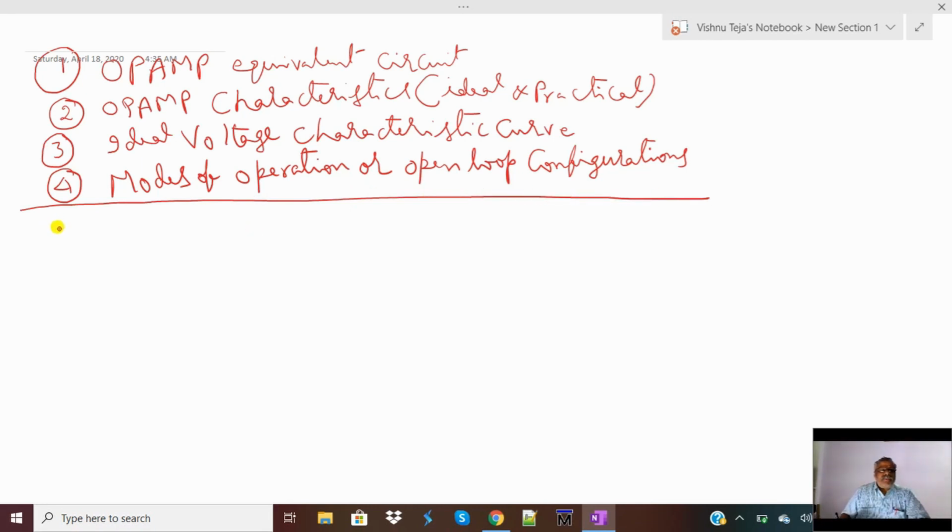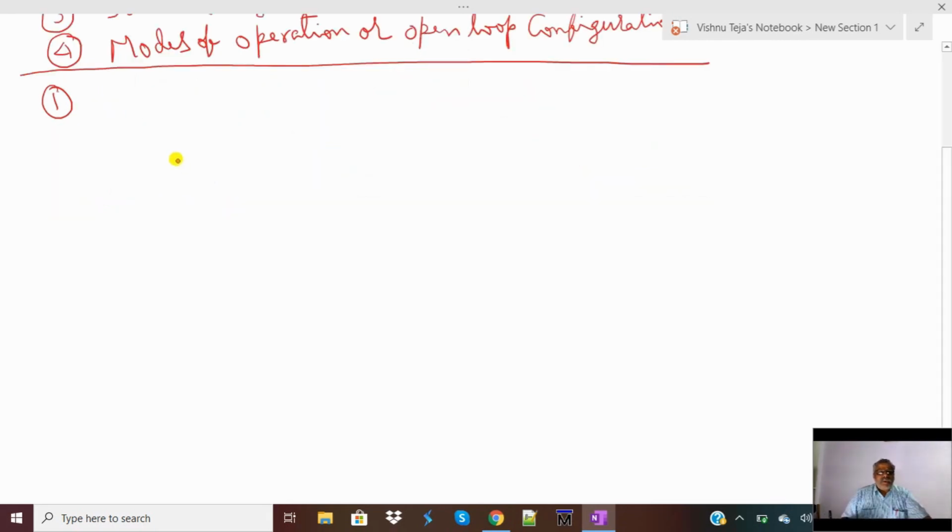First one, the operational amplifier equivalent circuit. In the earlier videos, we have learned the internal block diagram of the operational amplifier, which consists of 4 blocks. First block, dual input balanced output. Second block, dual input unbalanced output. Third block, level translator. Fourth block, driver stage, or simply power amplifier.